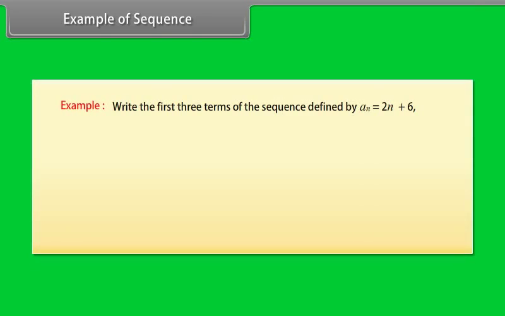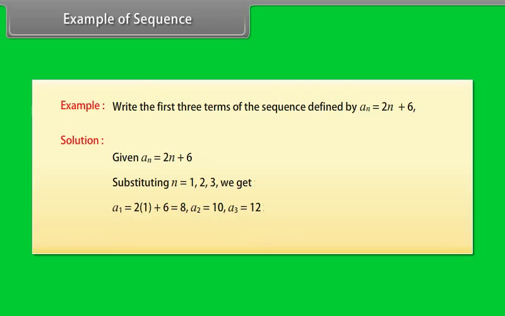Example of sequence. Write the first 3 terms of the sequence defined by an = 2n + 6. Solution. Given an = 2n + 6. Substituting n = 1, 2, 3, we get a1 = 2 × 1 + 6 = 8. a2 = 10. a3 = 12. Therefore, the required terms are 8, 10 and 12.